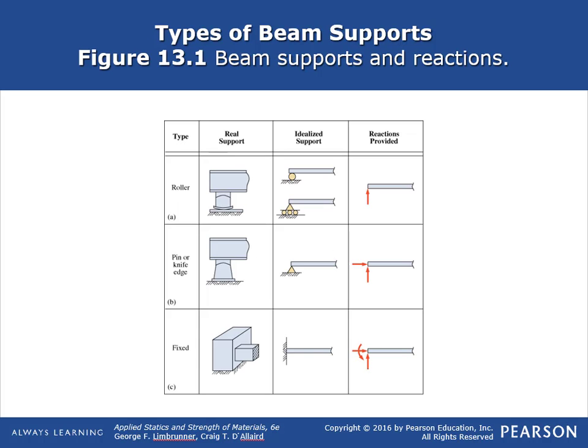Okay, these are the types of beam supports and what the reactions are. This is a roller support. It looks like this in your homework problems, and the reaction is just a vertical force. Now a pin or a knife edge has both a vertical force and a horizontal force. And a fixed support, like a cantilever, has a vertical and a horizontal force and also has a moment there too.